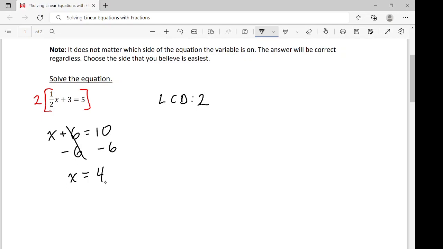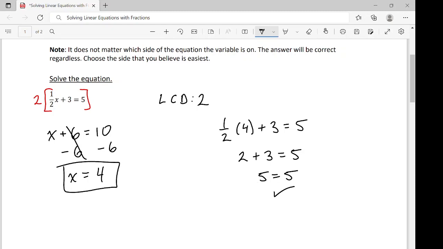Now, I'll just show it one time, but you can plug this back in to see if it's true. So 1/2 times 4 plus 3 equals 5. 1/2 times 4 is 2, plus 3 equals 5, and then 2 plus 3 is 5. So 5 does equal 5, so this is true, and this is the solution to this equation.